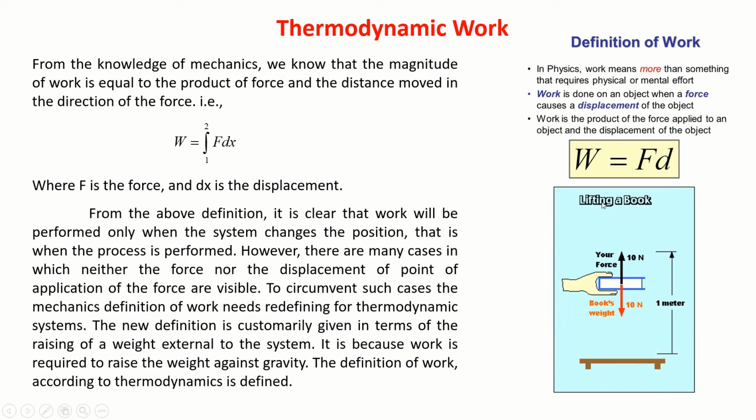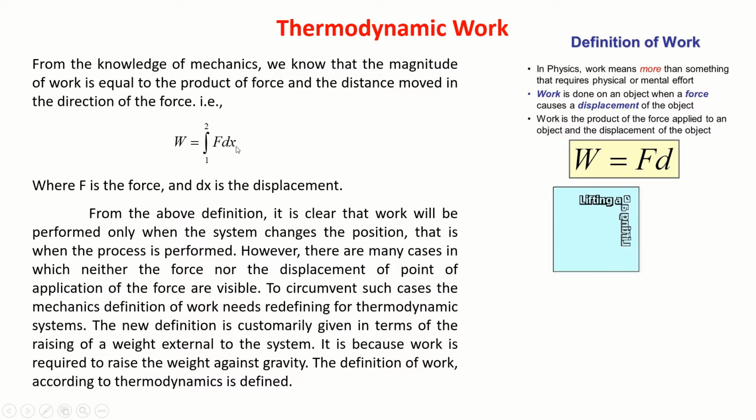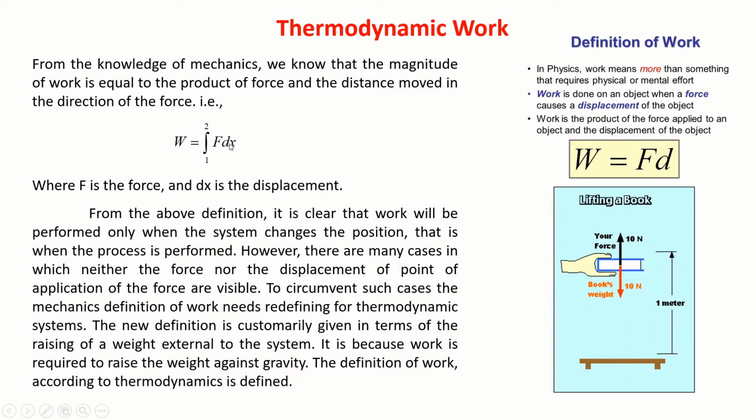If you look at this animation, I am lifting a book of 10 Newton weight for a distance of 1 meter. What is the work done? 10 Newton meter. So that is the definition. We say that W is equal to the integral from 1 to 2 of F dx. If F is constant, we can take it out and integrate dx. We will get the length and we can get the work done.